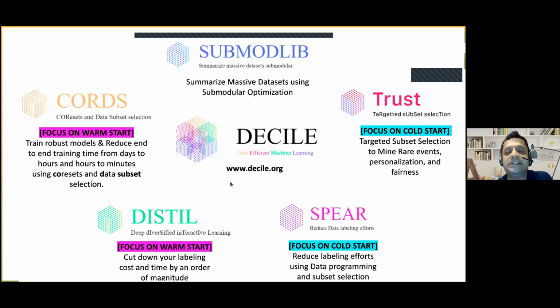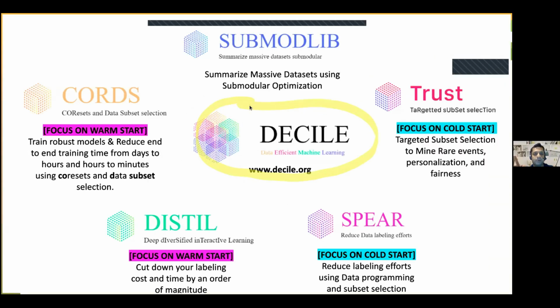So what we're going to present is Distill, data efficient machine learning, which has several modules. I'll begin with Submodlib, which is at the heart of all the other modules. Submodlib is a library for summarizing massive data sets using submodular optimization.